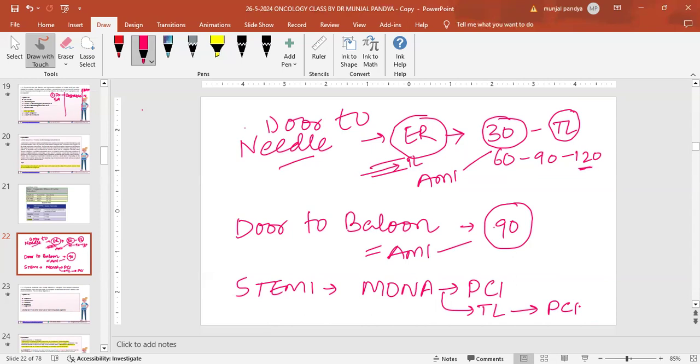So if two vessels are blocked 70%, for example left anterior descending and left circumflex, they put stents in both where more than 60-70% blocked, the patient is symptomatic, and there was a clear-cut MI. And if all three vessels are blocked, then you need to do CABG. So for triple vessel disease, usually the treatment is CABG.